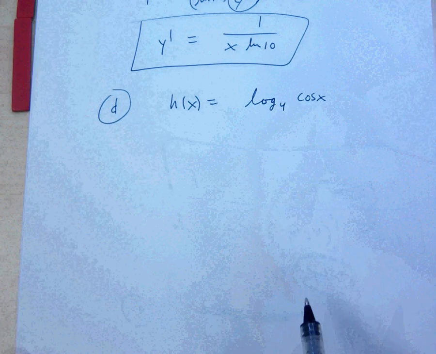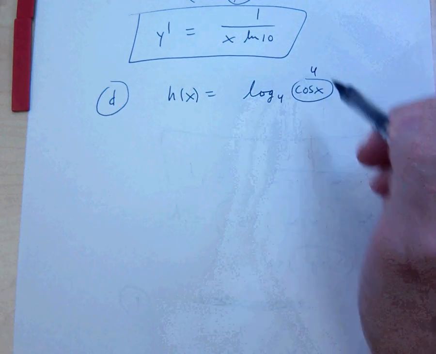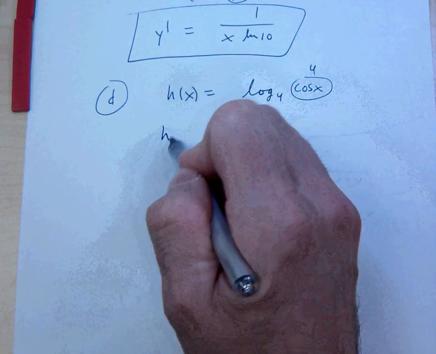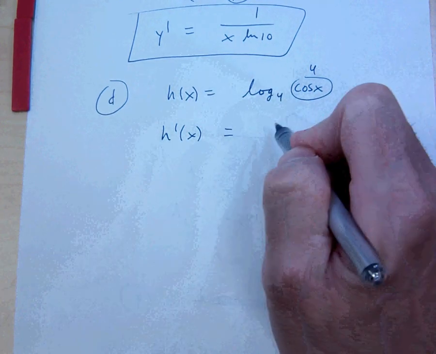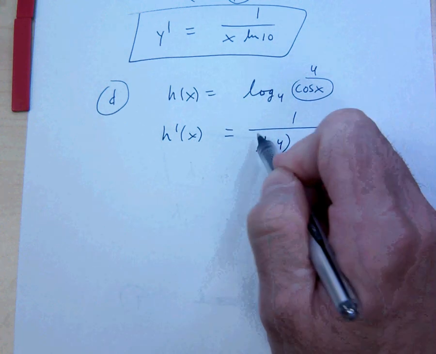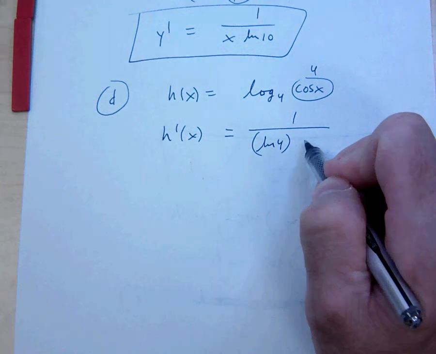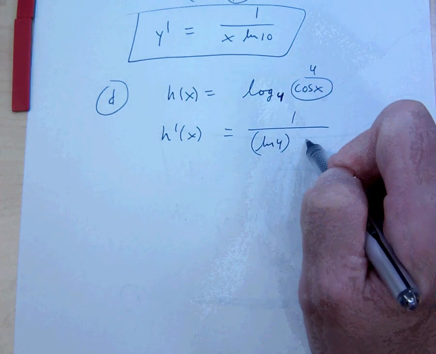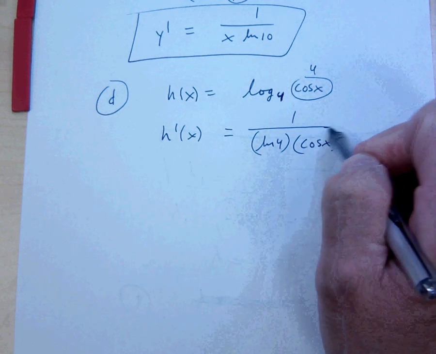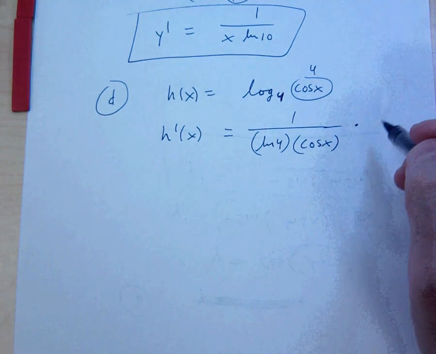Okay, Lauren, you can help me with this one. This is in the form log base 4 of u, isn't it? And so what's the derivative? 1 over ln of 4, yep. And then what else goes in the bottom? That's right, just u, which is cosine of x. And then times, off to the side, the derivative of the inside, which is what? Yep, negative sine, good.